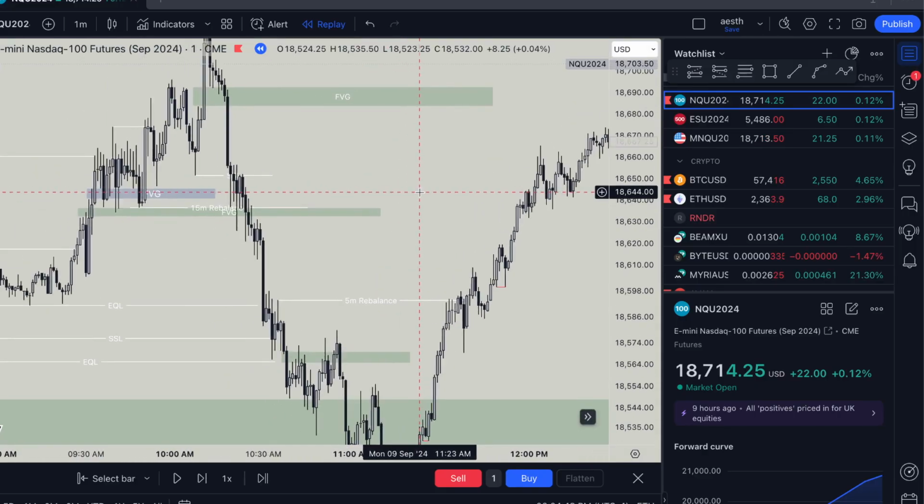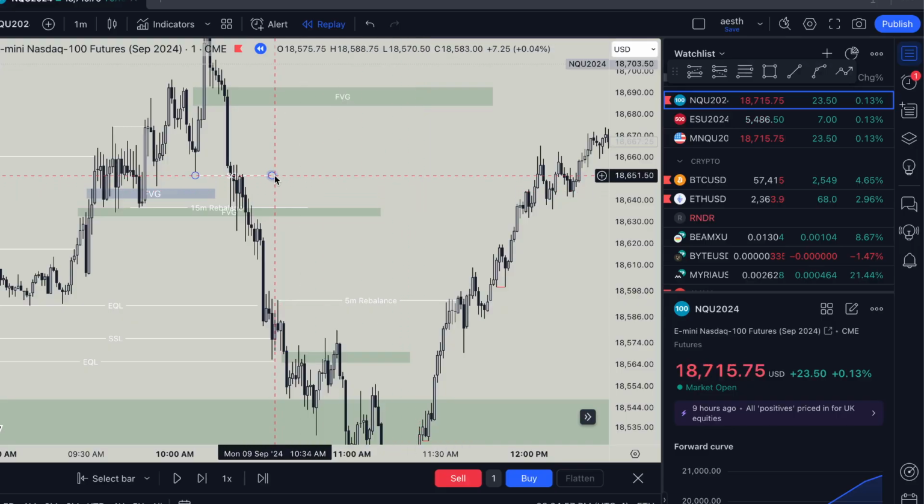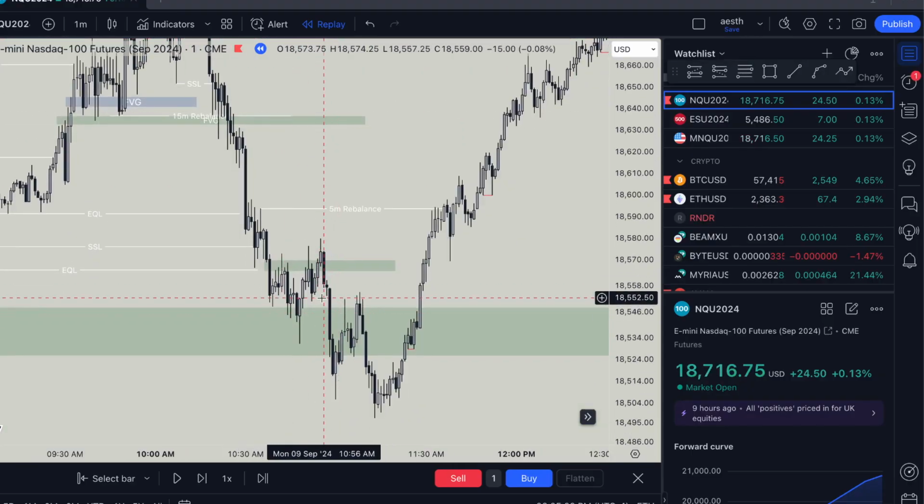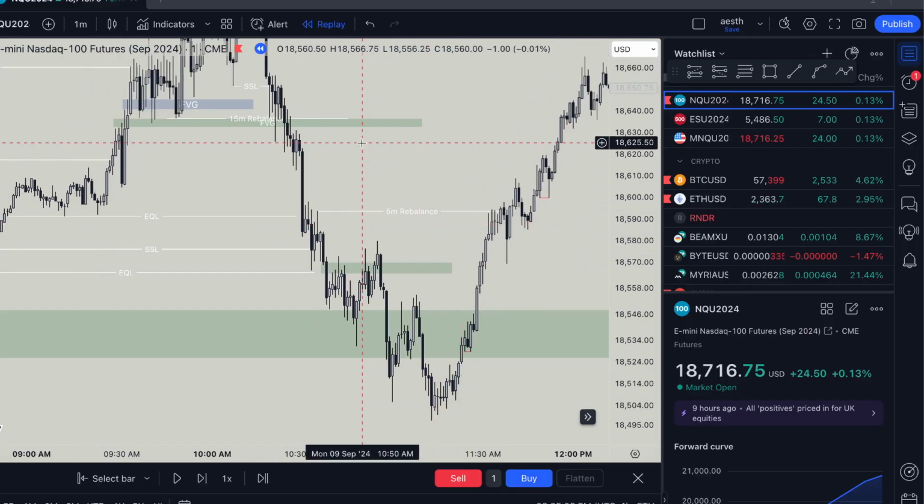It's fine to be in trades before that, and then you just have to hope that the hourly opening goes in your favor. But just be careful. Be really careful when entering trades this late into a session.